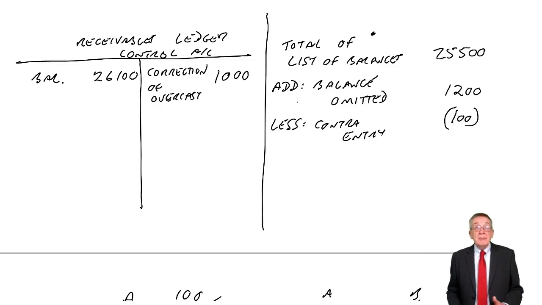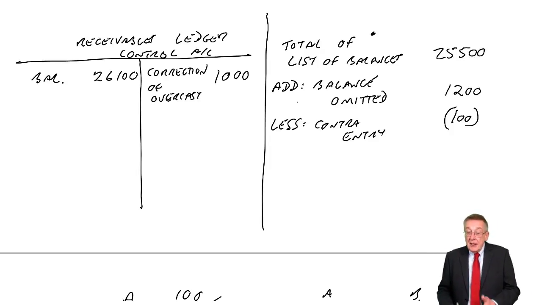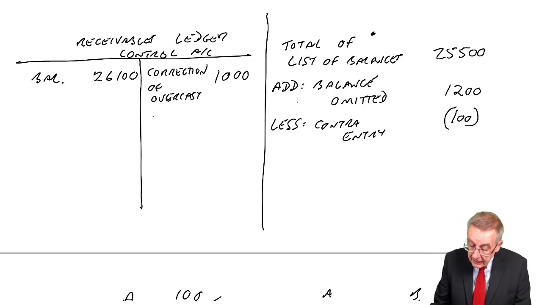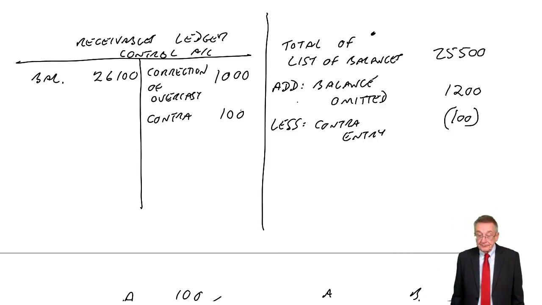But not only should we have reduced the particular customer's balance, we should also have reduced the total receivables. Credit receivables, and we debit payables ledger control.